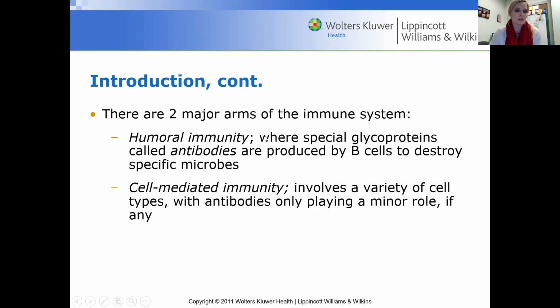So it gives kind of a specific definition. This is where special glycoproteins in our body called antibodies are produced by cells that we have in our body called B cells, and those are going to work to destroy those specific microbes. So humoral immunity, the main thing that will do is the involvement of those antibodies.